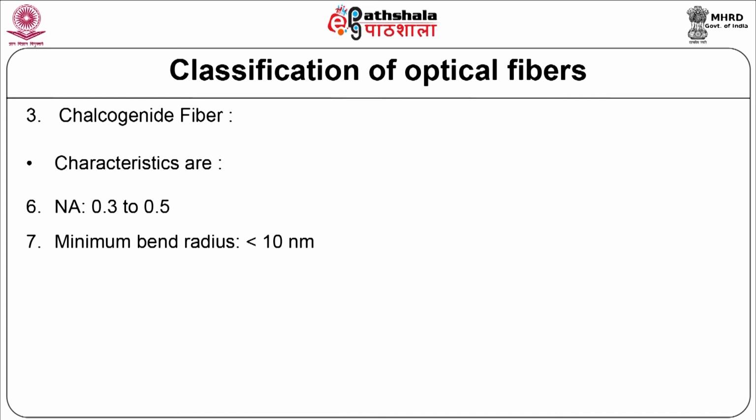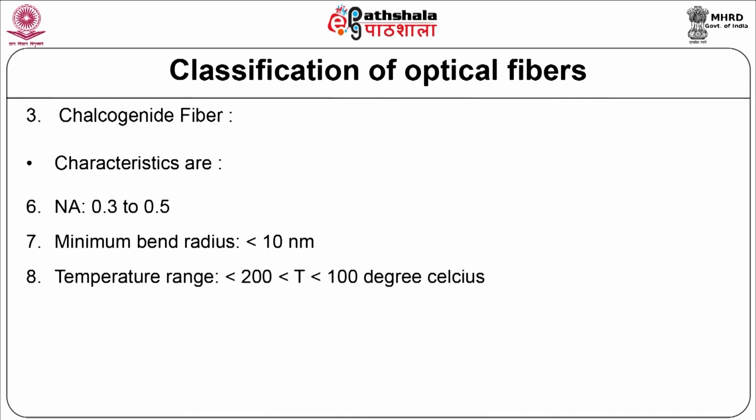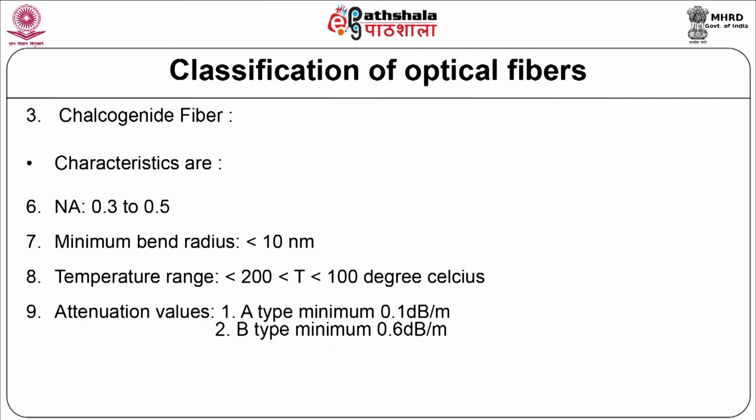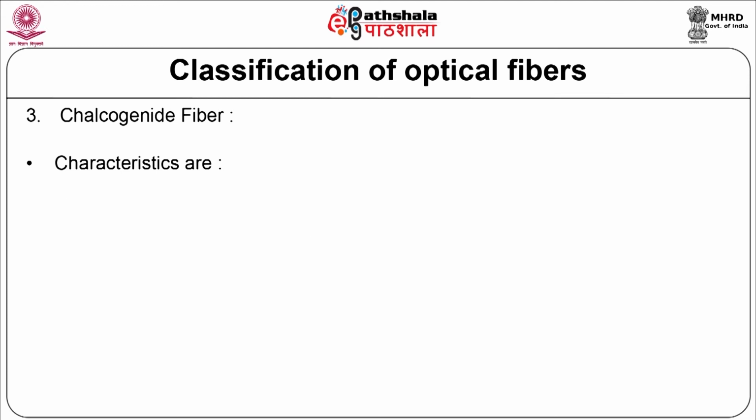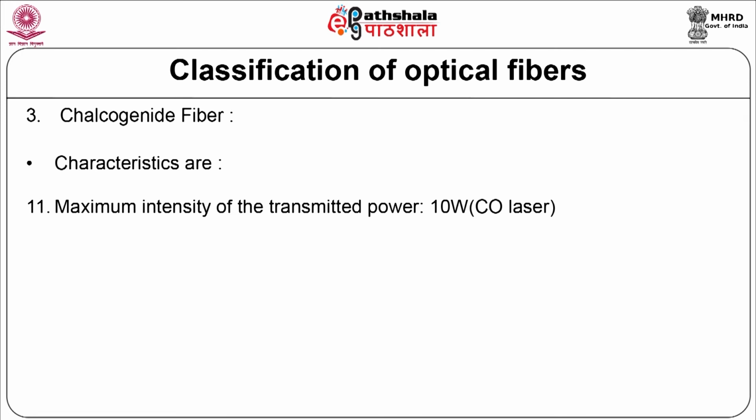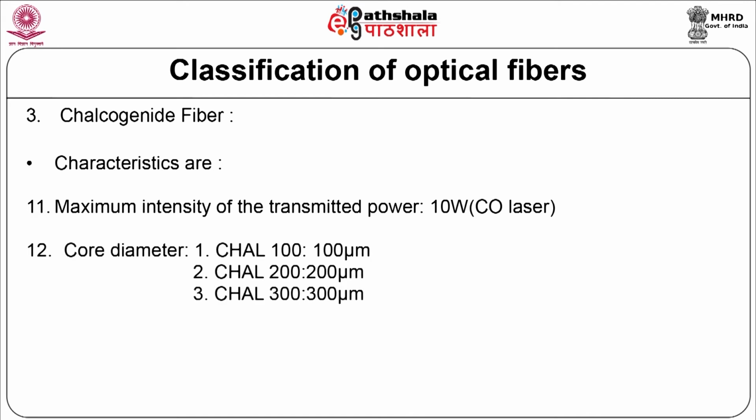radius less than 10 nanometer, temperature range is 200 to 400 degrees Celsius, attenuation values for A type 0.1 dB per meter, for B type 0.6 dB per meter, radiation resistance is good, maximum intensity of transmitted power is 100 watt for CO laser, core diameters are different, that is they are CIR 100 means 100 micrometer is the core diameter, CIR 200 has 200 micrometer as the core diameter, and CIR 300 has 300 micrometer as the core diameter.